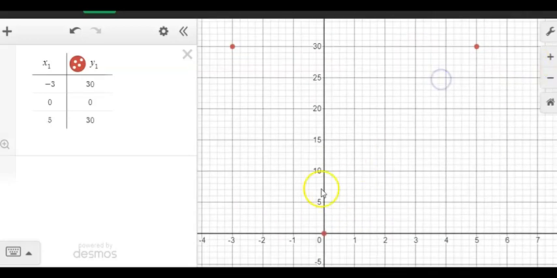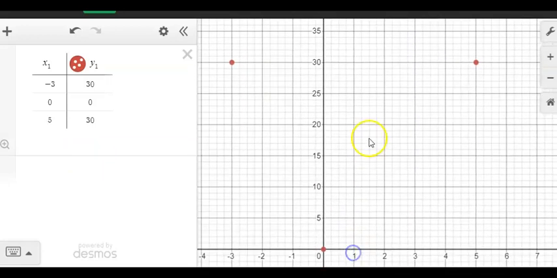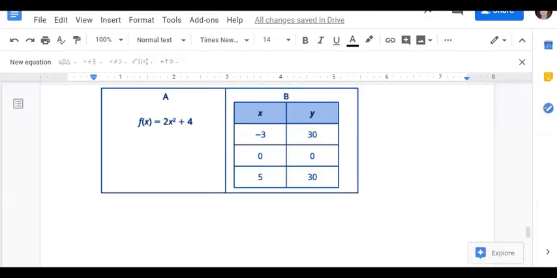So where is our axis of symmetry? Halfway between these two, if we average -3 and 5, add -3 to 5, you'll get 2. Divide by 2, you'll get 1. So your axis of symmetry has to be at 1 because it's got to be right in the middle between those two 30s since they're on the same line. All right, so our axis of symmetry for B is x equals 1.